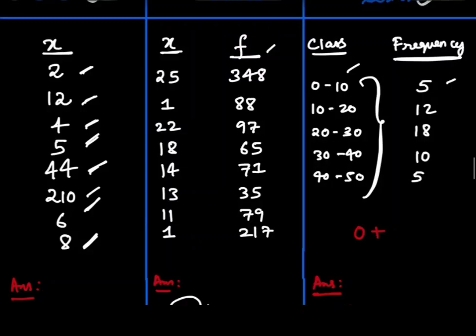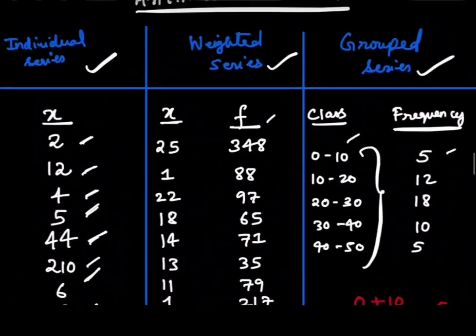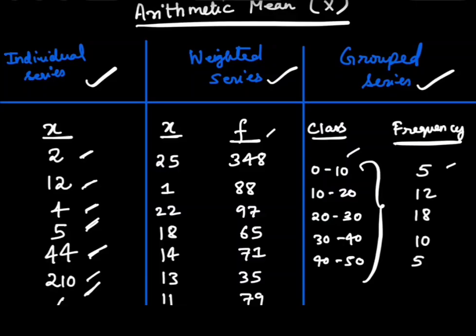adding the class intervals like 0 plus 10 divided by 2, which gives us 10 by 2, which is 5. Same way, 10 plus 20, that is 30 by 2, which is 15, and so on. In this way, we get the mid values. So how do we get the mid values? By adding the lower class limit plus the upper class limit divided by 2.